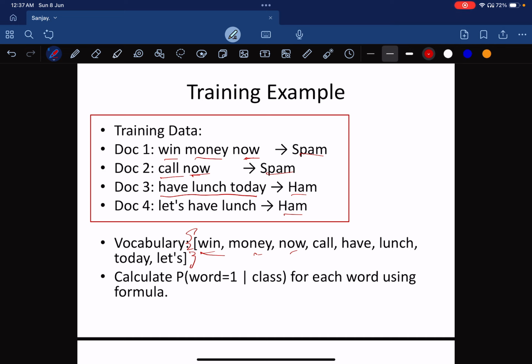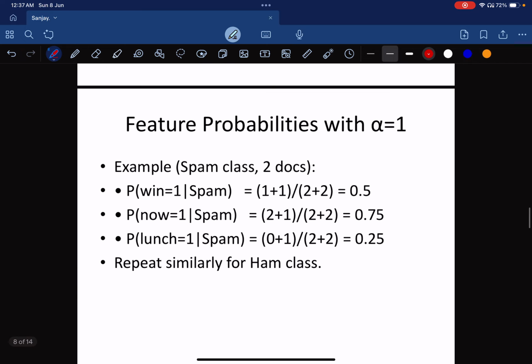And we find the probability of each word belonging to each class by this formula. This formula is nothing but Bayes' theorem, used for each message in the predictions. Feature probability with an alpha of one. This is alpha one, as I told, it's usually one.